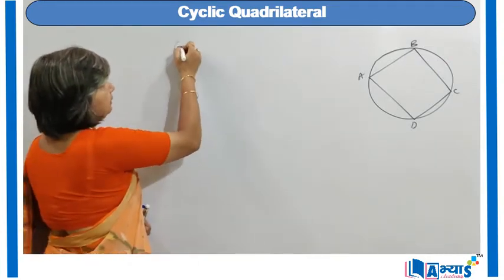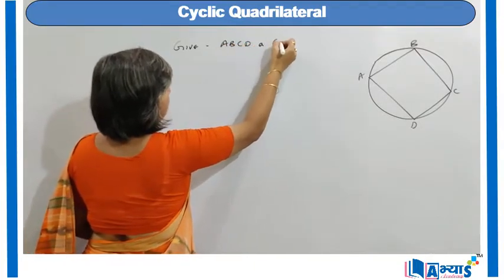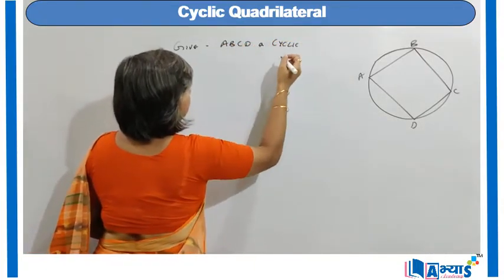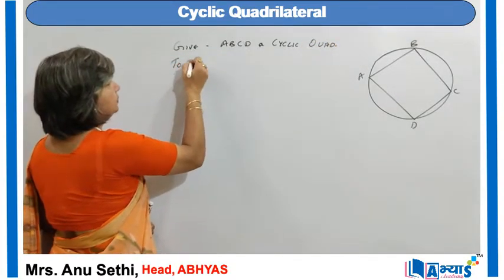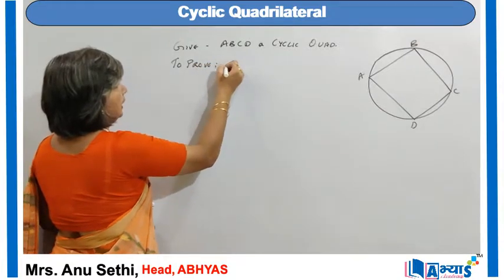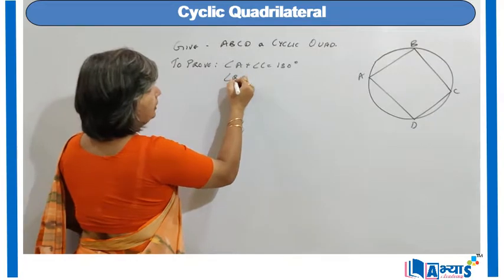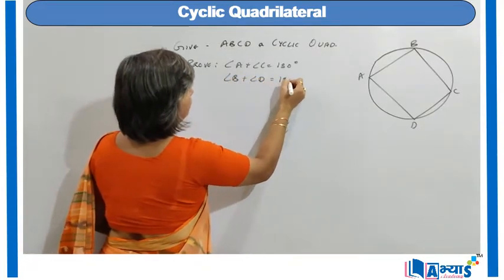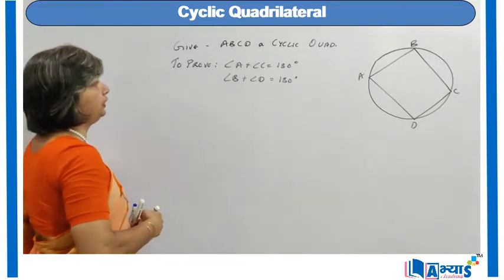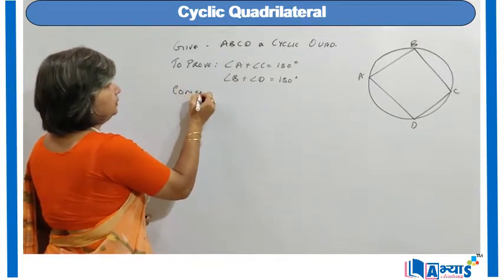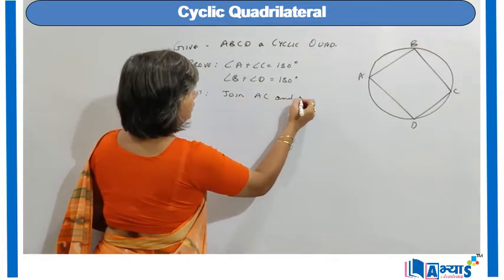So it is given to us ABCD, a cyclic quadrilateral, and we are to prove angle A plus angle C is equal to 180 degree and angle B plus angle D is equal to 180 degree. For this we will join the two diagonals. So the construction will be: join AC and BD.